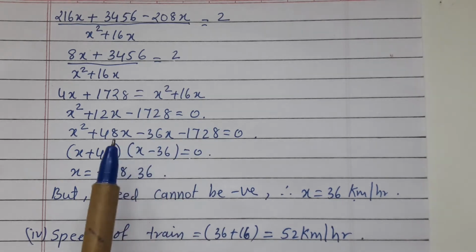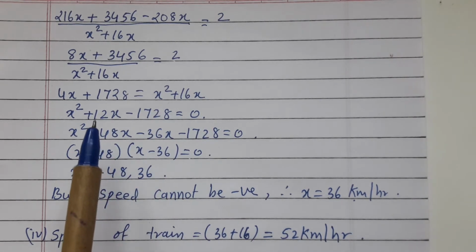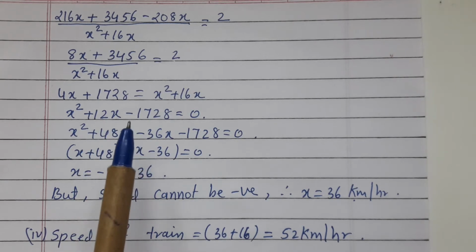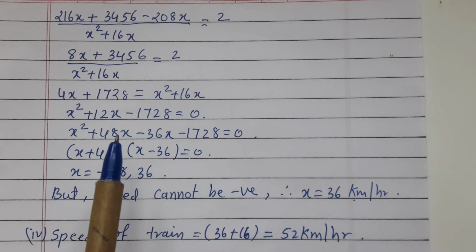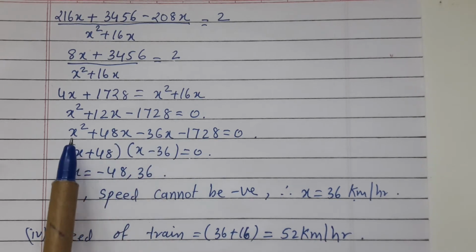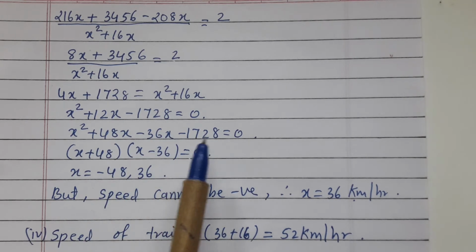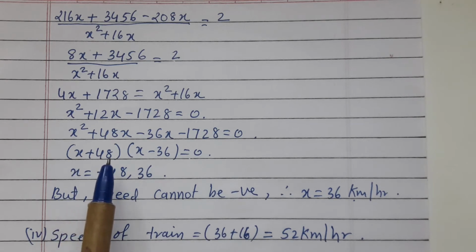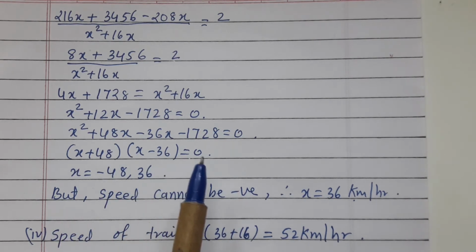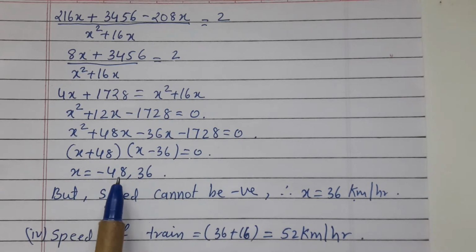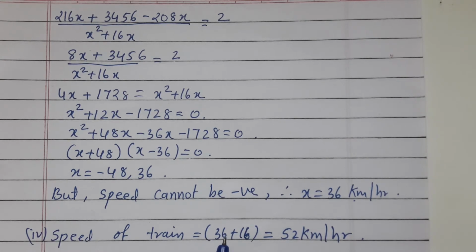Minus 1728: split into two terms such that the addition is 12 and the multiplication is minus 1728. Plus 48 and minus 36. Therefore, x square plus 48x minus 36x minus 1728 equals 0. x plus 48 into x minus 36 equals 0. x is equal to minus 48 or 36. Speed cannot be negative. Therefore, x equals 36 km per hour. Speed of the train equals 36 plus 16 equals 52 km per hour.